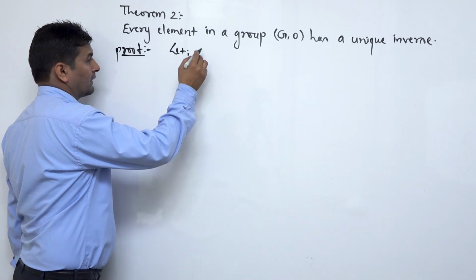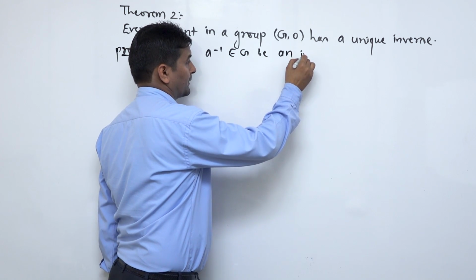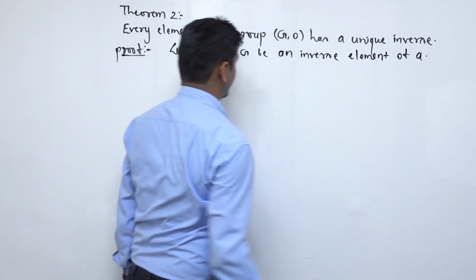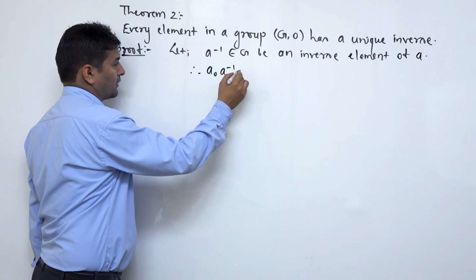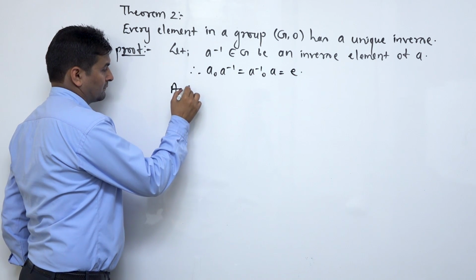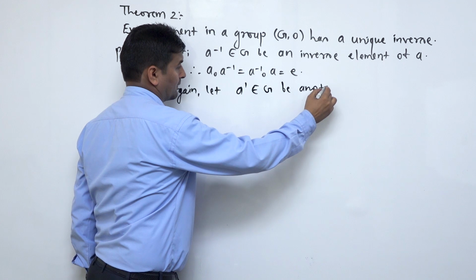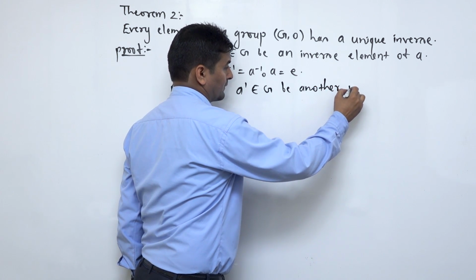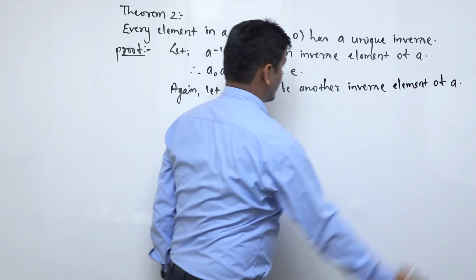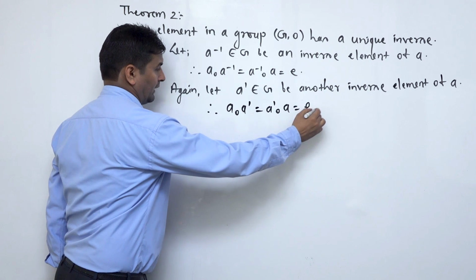Let A inverse belongs to Z be an inverse element of A. Therefore, A not A inverse equals to A inverse not A equals to E. Again, let A dash belongs to Z be another inverse element of A. Therefore, A not A dash equals to A dash not A equals to E.